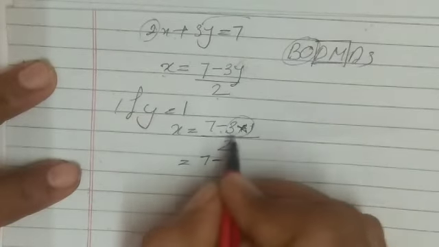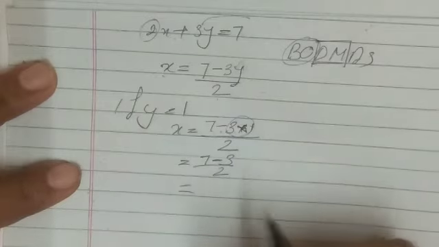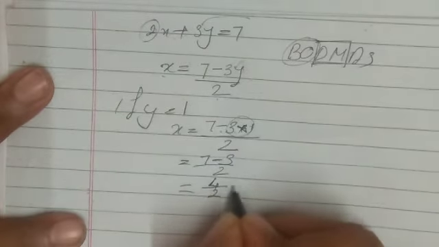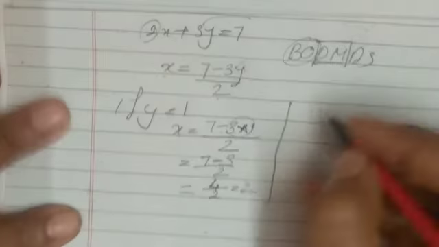subtraction or addition. Okay. So 3 into 1 is 3, divided by 2. That's equal to 4 by 2, which is equal to 2. Clear? Now I am trying with another number.